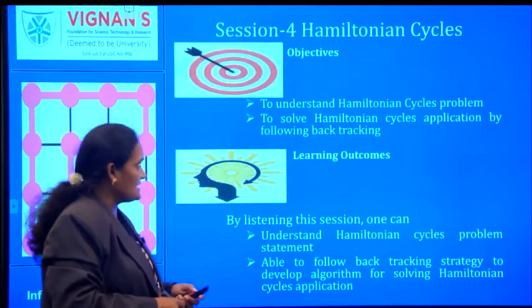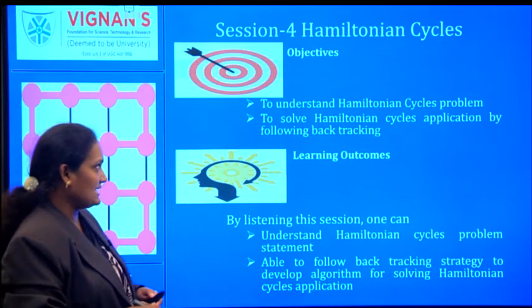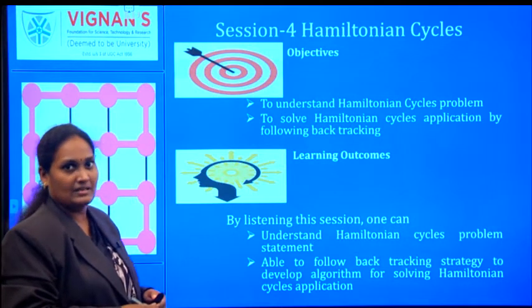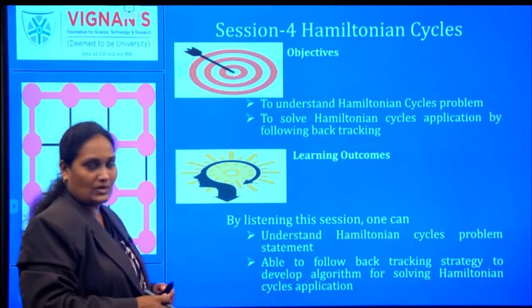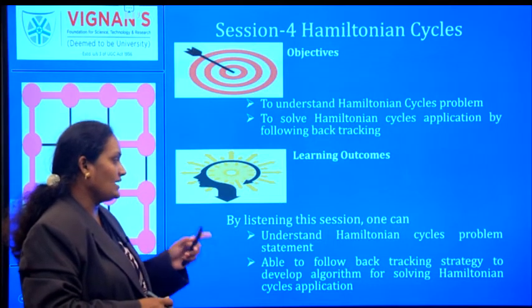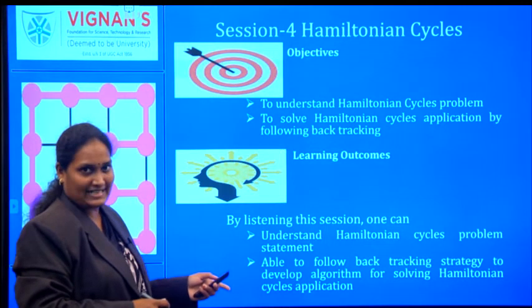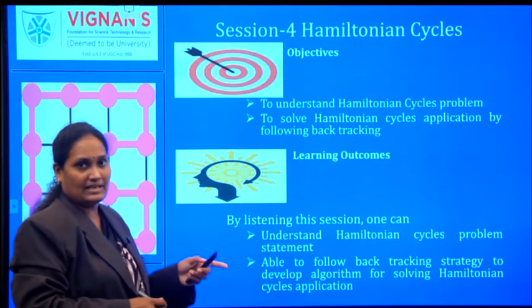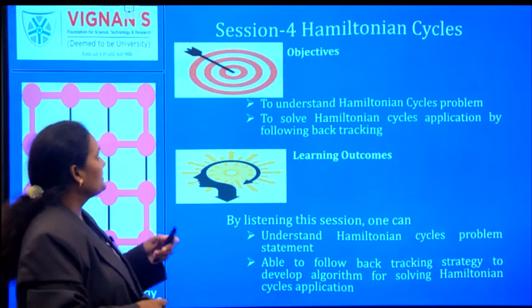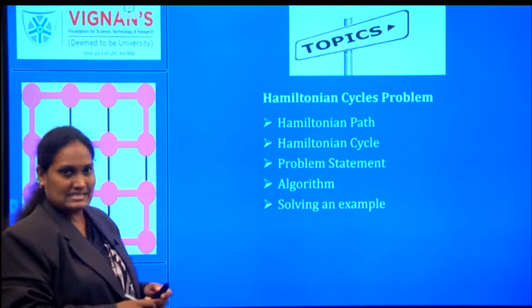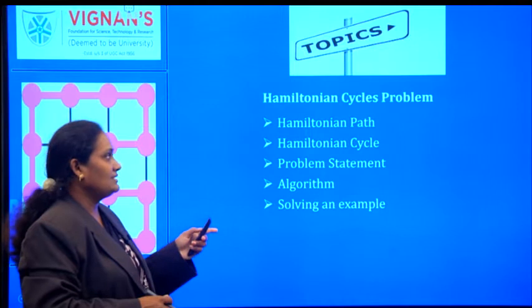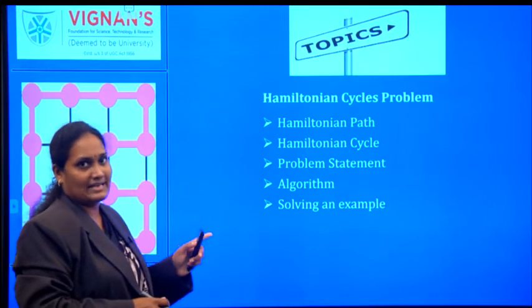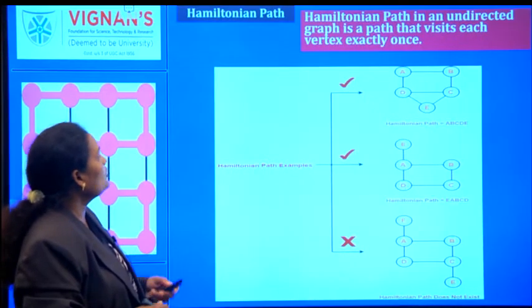The main objectives of this session are to understand the Hamiltonian cycles problem and to solve the Hamiltonian cycles application by following the backtracking algorithm design technique. The learning outcomes are that by listening to this session, one can understand the Hamiltonian cycles problem statement and follow the backtracking strategy to develop an algorithm for solving it. The topics we are going to discuss are Hamiltonian path, Hamiltonian cycle, problem statement, algorithm, and solving an example. Now coming to Hamiltonian path.